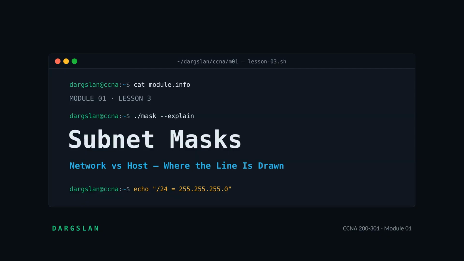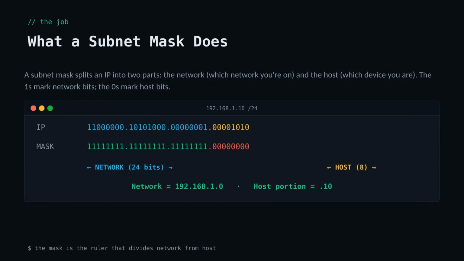Today, we're tackling one of the most foundational concepts in IP addressing, the subnet mask. Think of the mask as a ruler laid across an IP address, drawing a clear line between the network portion and the host portion. By the end of this lesson, you'll know exactly why /24 equals 255.255.255.0 and what that really means under the hood. So let's see that ruler in action.